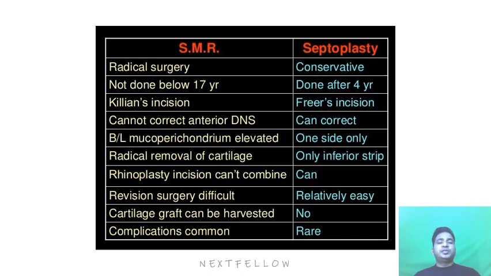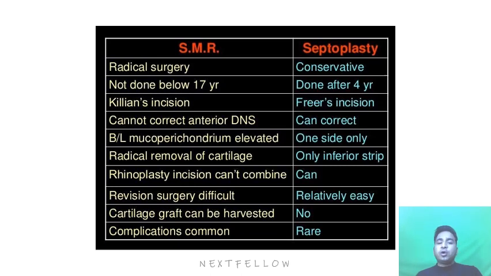Now, two types of surgeries are there. One is SMR, that is submucosal resection, and the other one is septoplasty. What are the differences? SMR is generally a radical surgery where we remove the complete cartilage and the bony part, whereas in septoplasty only the most deviated part of the nasal septum, whether cartilage or bone, is removed.